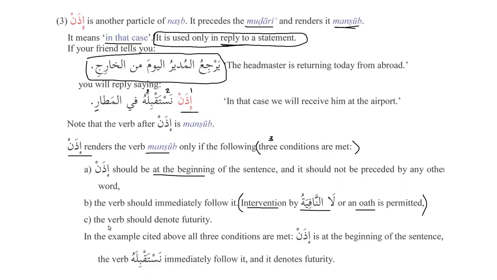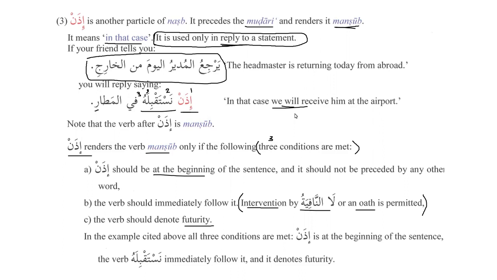And then we have the third one, the verb should denote futurity, and it should tell us about the future. So the third one, if you look at the meaning over here, it says, in that case, we will receive him at the airport. So the condition number one is it should be at the beginning of the sentence. Condition number two is that the verb should come straight after it. And the condition number three is it should give the meaning of the future. If any of these conditions is not met, that means we cannot use idhan.